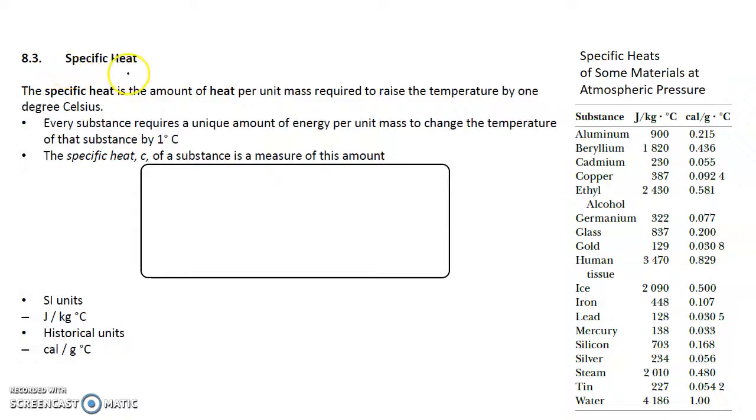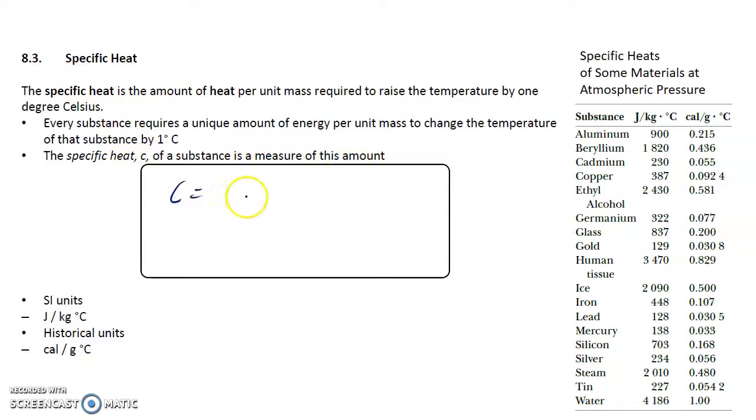8.3 Specific heat. The specific heat is the amount of heat per unit mass required to raise the temperature by 1 degree Celsius. Every substance requires a unique amount of energy per unit mass to change the temperature of that substance by 1 degree Celsius. The specific heat, C, of a substance is a measure of this amount.